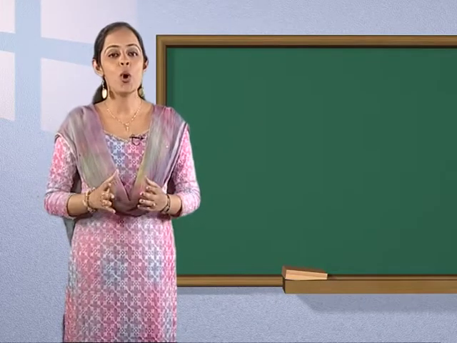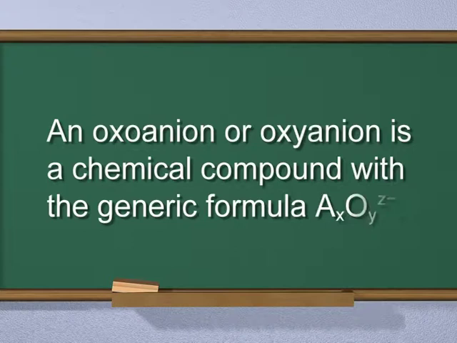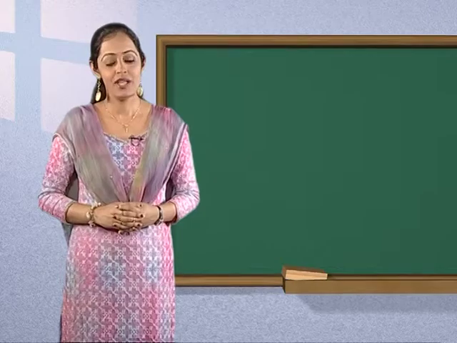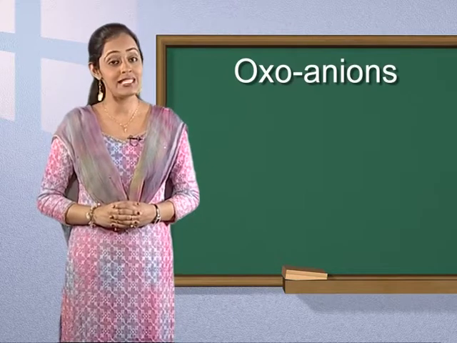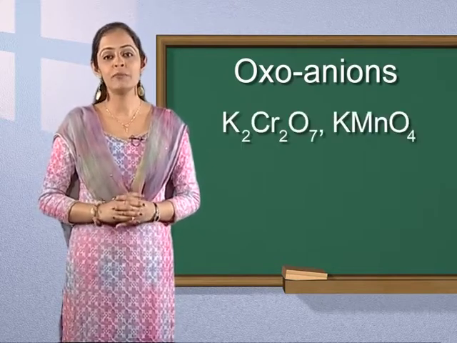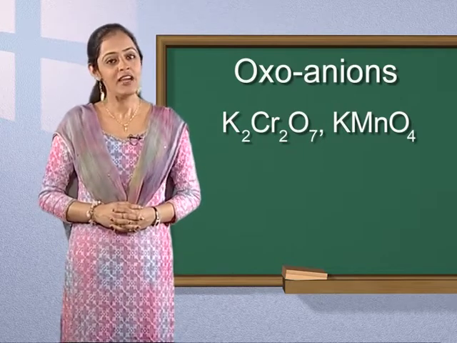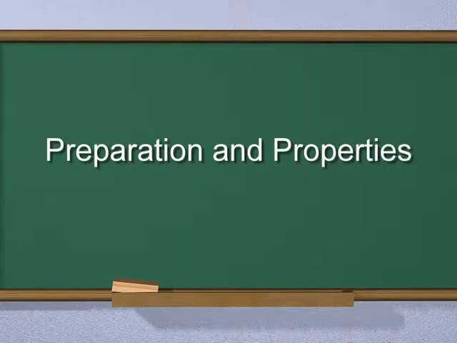Students, you are all aware that an oxoanion or oxyanion is a chemical compound with the generic formula AxOy^z−. Now, let's recall some salts of transition metals containing oxoanions. These examples are potassium dichromate and potassium permanganate. Today, we will enhance our knowledge about the preparation and properties of potassium dichromate.